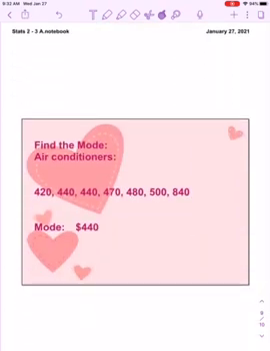So for the air conditioners, just looking at them really quickly, you can see that 440 is used twice and all the other ones are only used once. So the mode or the most is 440 in this case.